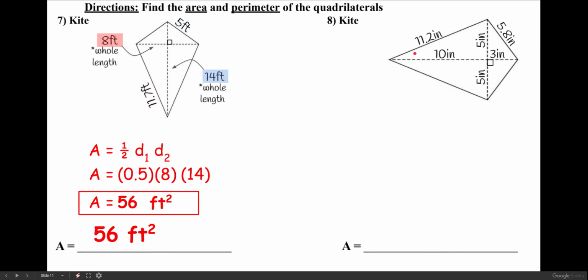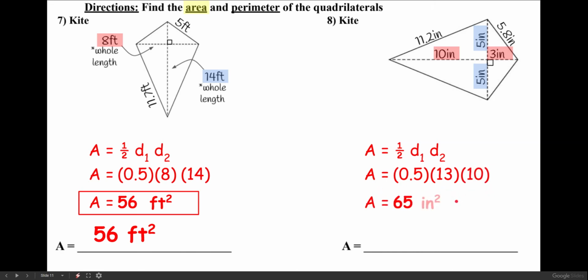Last question, number 8. A kite. Here we have a kite. Let's find the area of this kite. Area equals 1/2 d1 times d2. So this is the length of one diagonal. It's 5 plus 5, which is 10. And the other length is 10 and 3, so that's 13. So let's put that information in. 1/2 times 13 times 10. Multiply that out, and you end up with 65 inches squared because it's measured in inches. Last thing we need to do is find the perimeter.